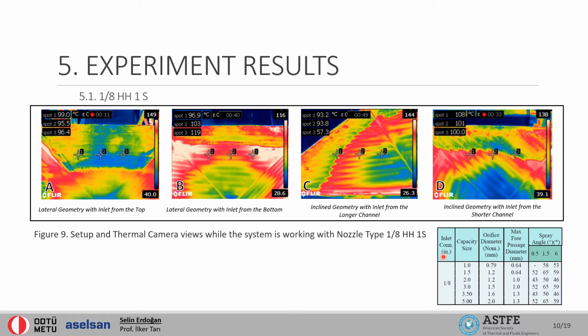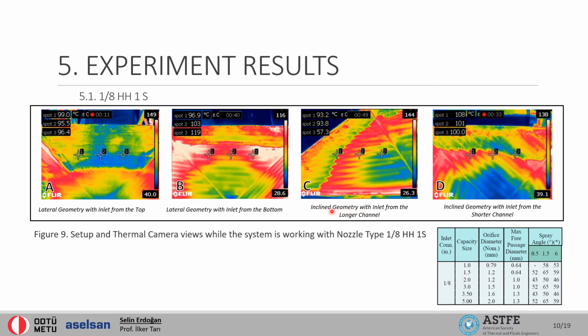In all experiments and all configurations, the left and right corners of the upper region stay at high surface temperatures since they are at the regions where a smaller amount of water droplets can reach. That is due to the conical spraying inside of a cornered square pyramid. In C, which is the inclined geometry with inlet from the longer channel, the thermal camera images are taken from the side because of lack of space during the experiment, and that's why the picture is tilted.